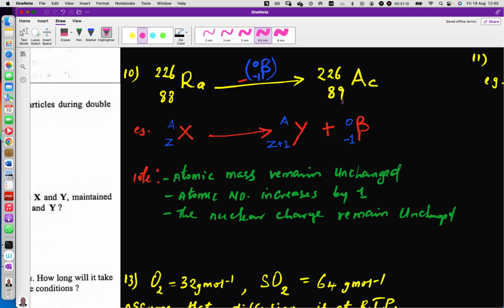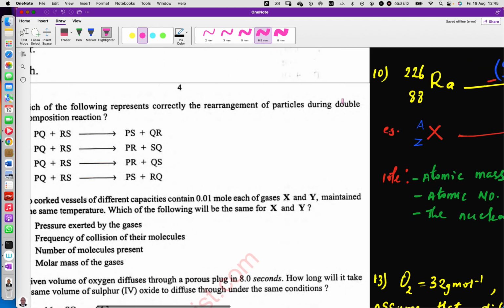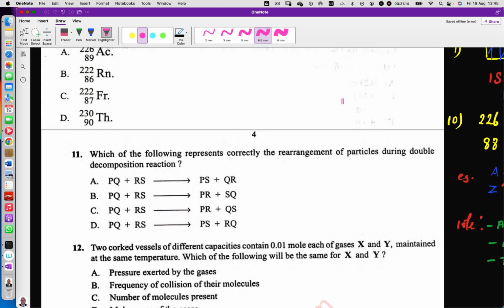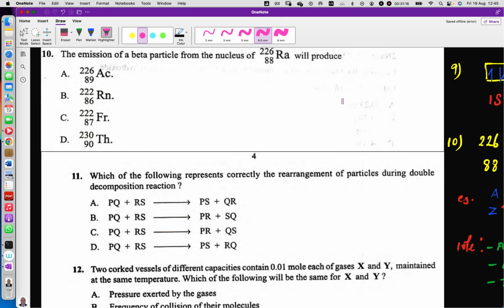Let's see where there is 89 for atomic number. Where there is 89 for atomic number, our answer for question number 10 will be A.